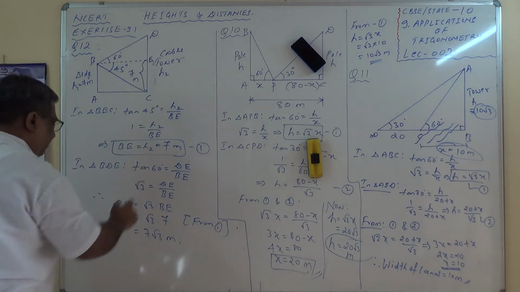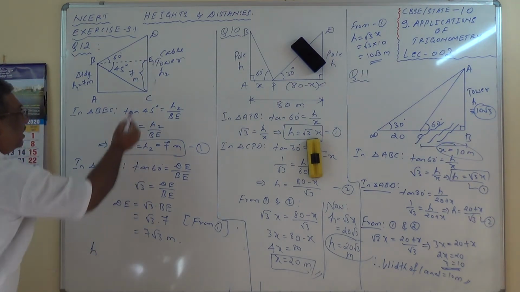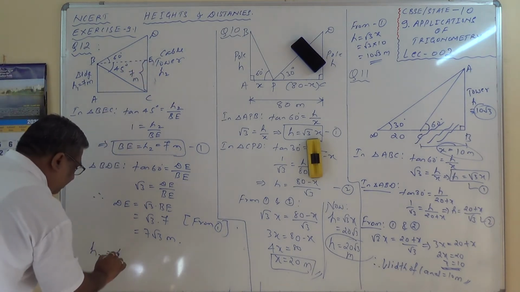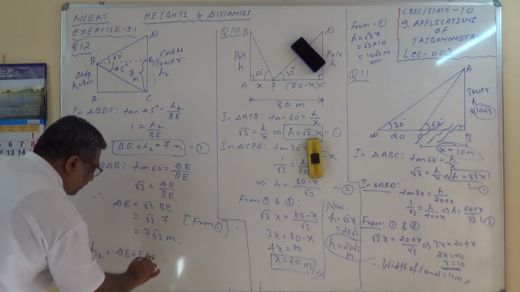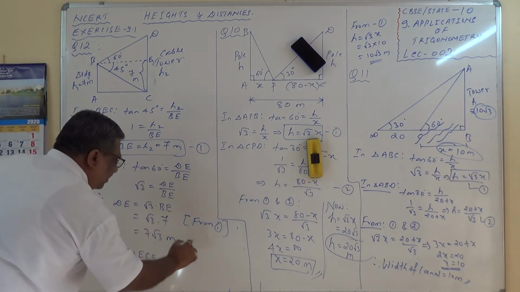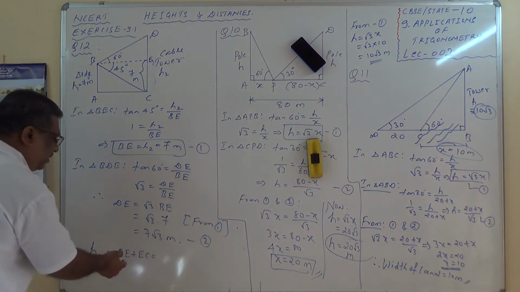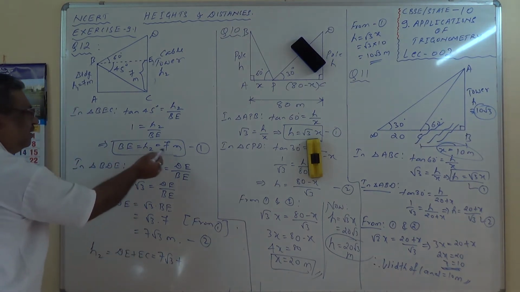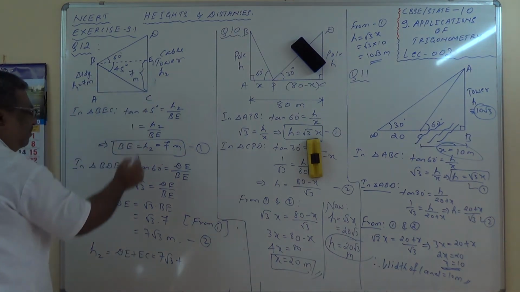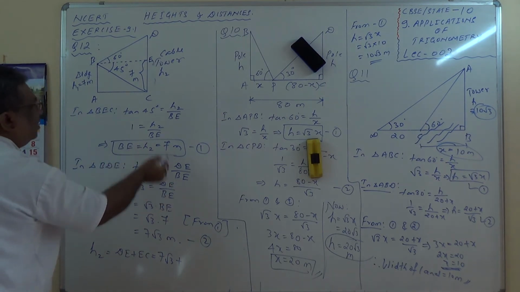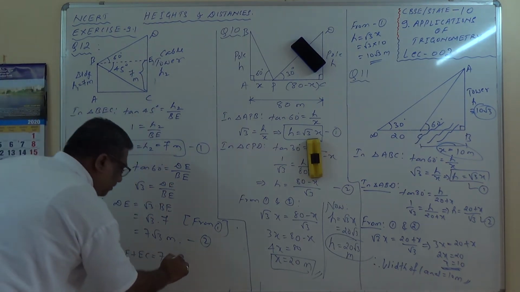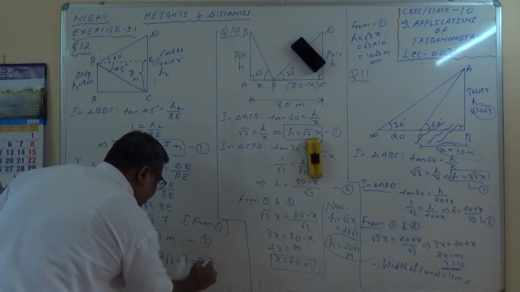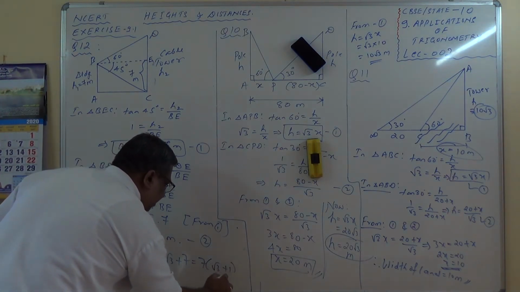Now height of the cable tower is equal to H2 equals DE plus EC. What is DE? 7 root 3. Mark this as 2. DE is equal to 7 root 3 plus EC, EC is 7 meter, which is equal to 7 into bracket root 3 plus 1 meter.